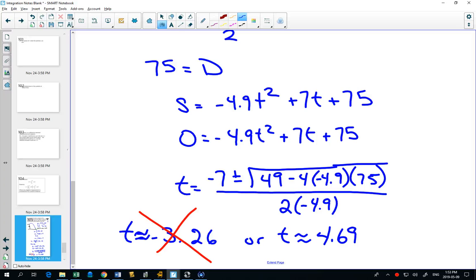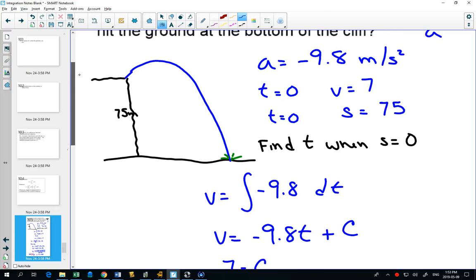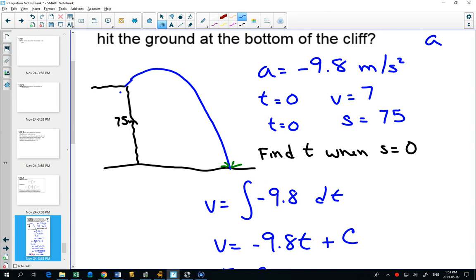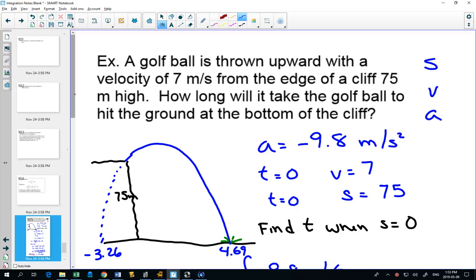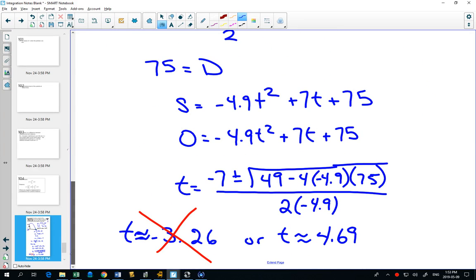Why does that happen? Well, our equation makes a parabola, right? So if we had drawn that part of the parabola, this would be the negative 3.26. This is going to be the 4.69, and that's the one that's going to make sense. What are we dealing with for our units? We were in meters per second squared. So we have to make sure that we include 4.69 seconds here.